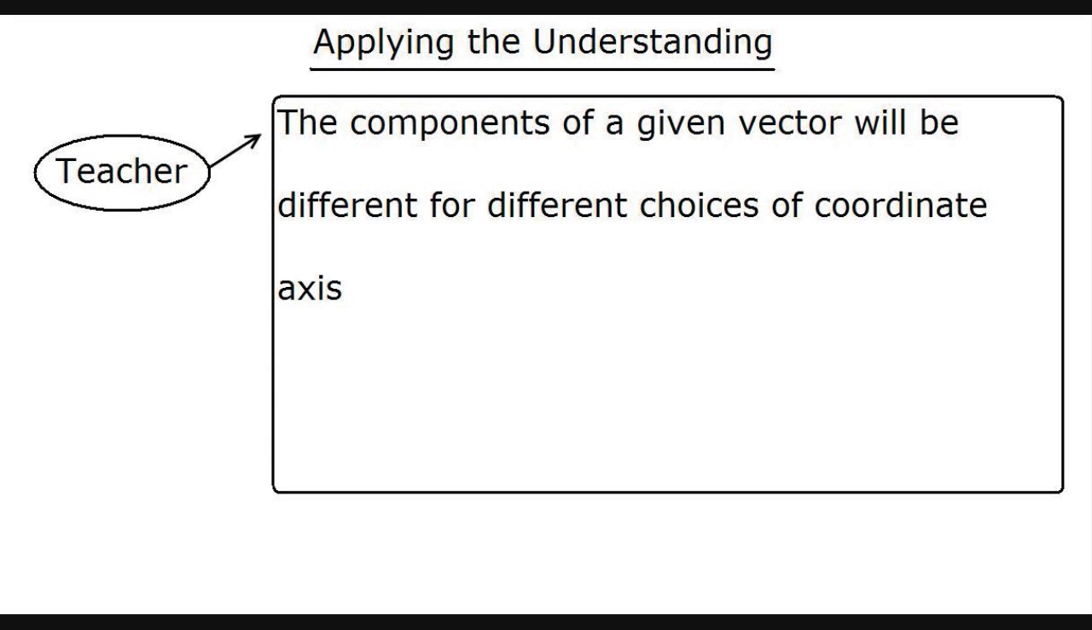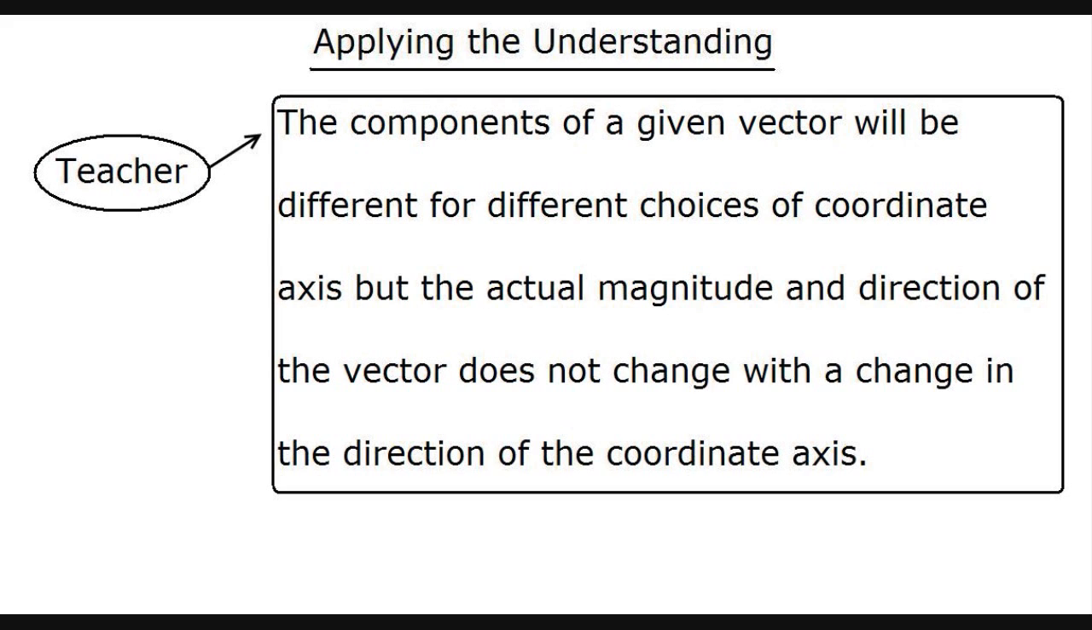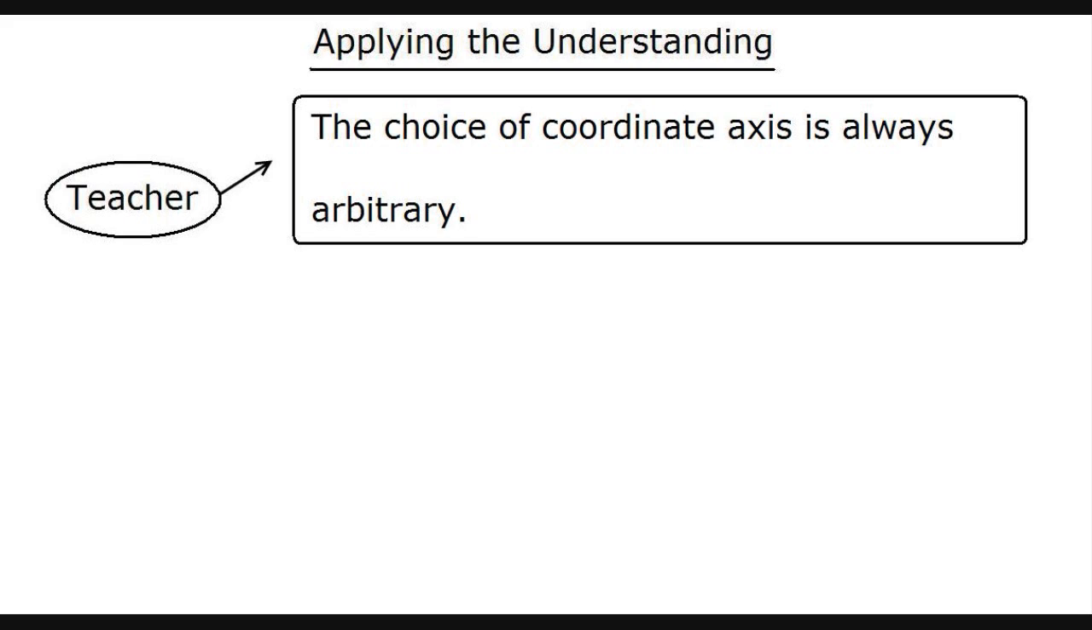The components of a given vector will be different for different choices of coordinate axis, but the actual magnitude and direction of the vector does not change with the change in the direction of the coordinate axis. The choice of coordinate axis is always arbitrary.